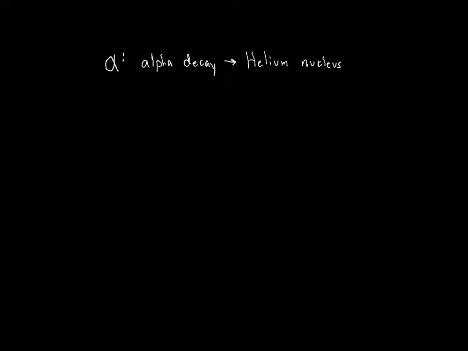And we can write this in symbol form as some element X, remember that represents a symbol, with a little subscript N, which represents the number of neutrons, Z is the number of protons, and A is the mass number. And if this is going to undergo an alpha decay, it's going to turn into some new element Y. It's going to have N minus 2, so we're going to lose two neutrons. Z minus 2, we're going to lose 2 protons. And A minus 4, because we're going to lose 4 total nucleons.